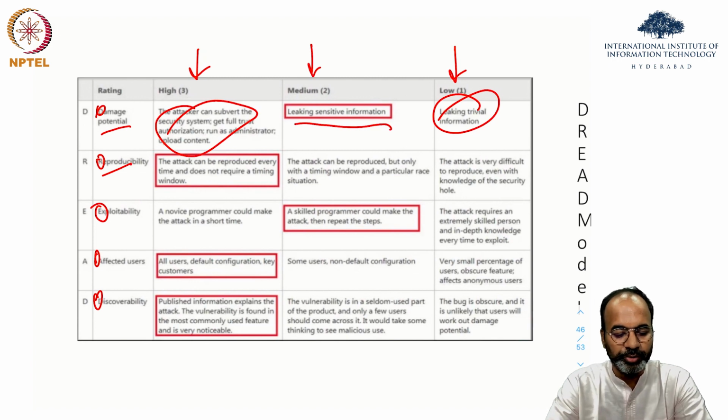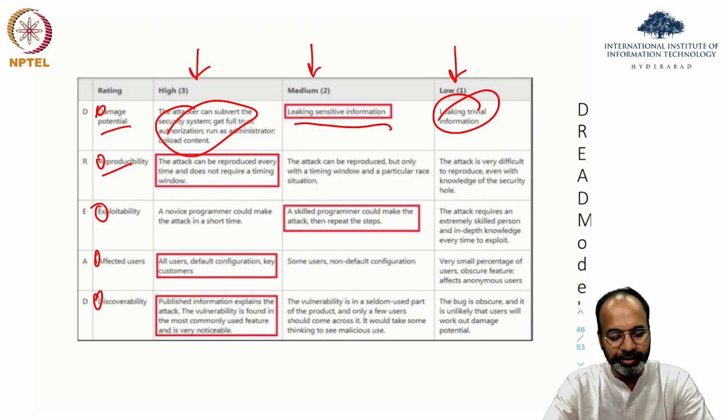Exploitability: an OS programmer could make the attack in a short time, right? If it's high exploitability, somebody easily, let's take an undergrad student or a 12th standard student, should be able to get access to the database and do attacks. For a medium, a little bit of skill. For a low, the attack requires an extremely skilled person and in-depth knowledge every time to exploit.